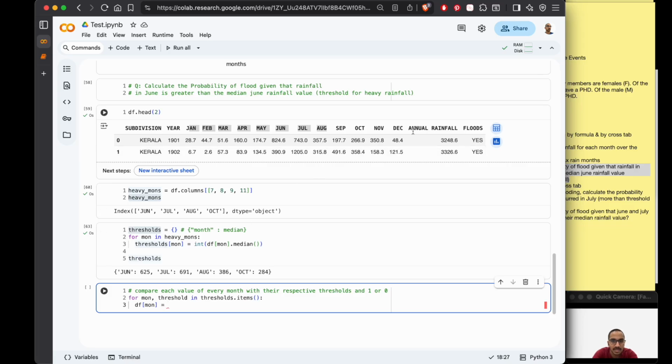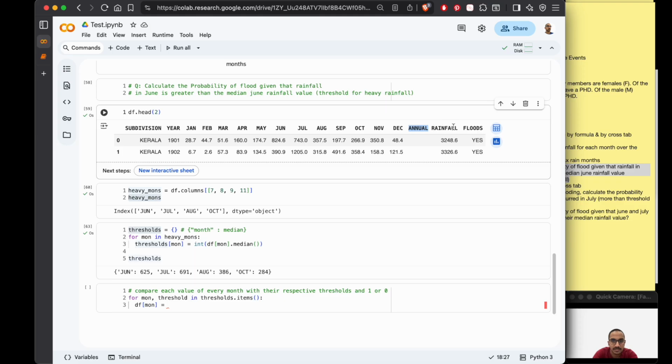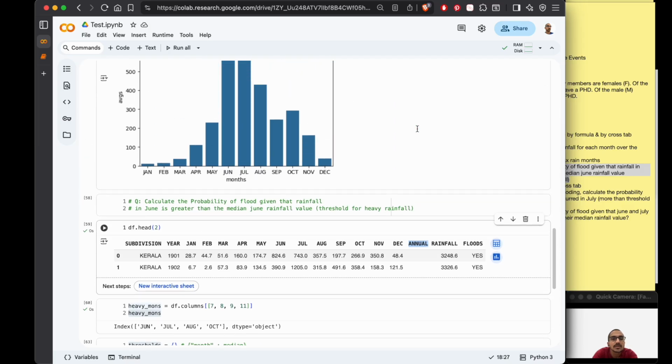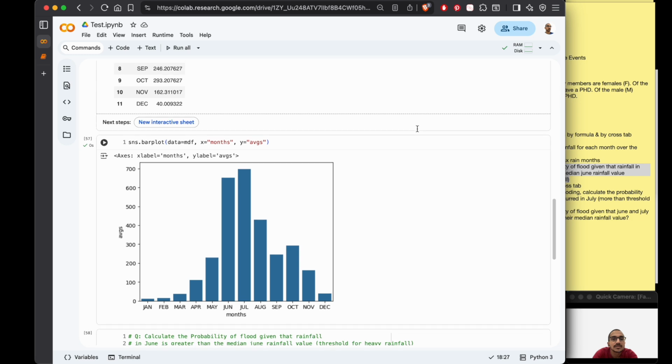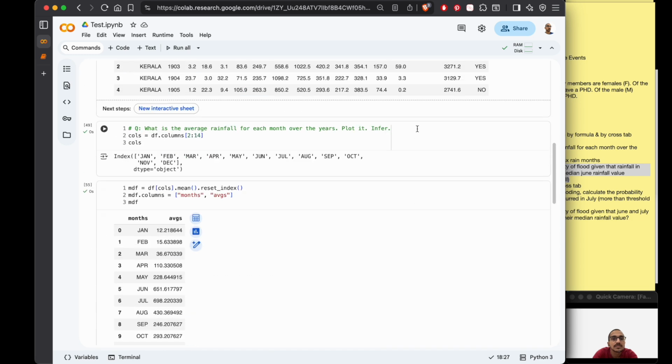oh, okay, we need annual rainfall as well. One second. We need this one as well. So this, October is 11th, 12, 13, 14. Okay, 14. One second.